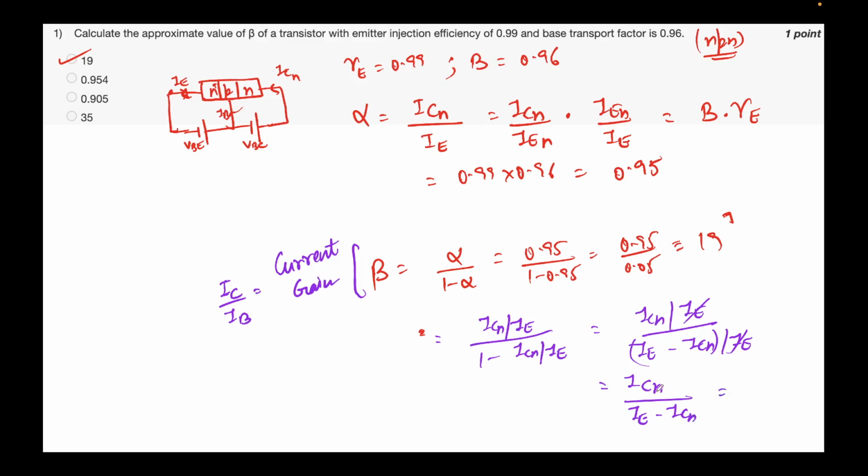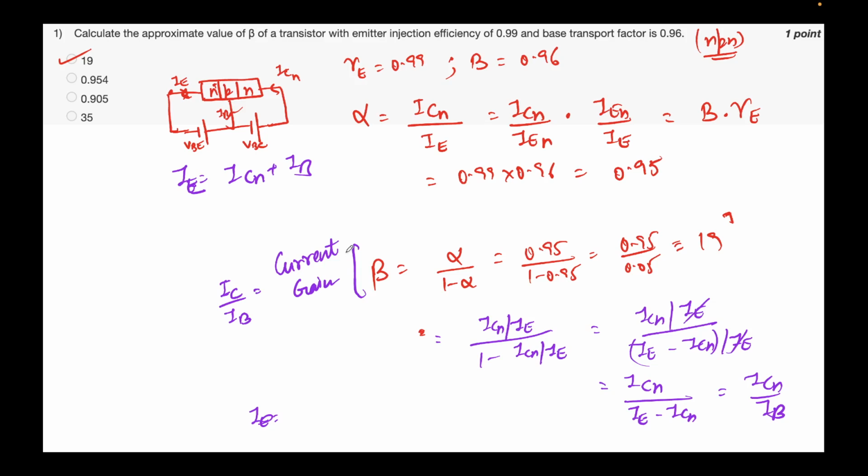Now remember Kirchhoff's current law, that IE, I'll write it here, IE will be nothing but ICN plus IB, right? So IE minus ICN would be what? IE minus ICN will be nothing but IB. So this is ICN over IB. Again, ICN is equal to IC. That's what I've written here. This term is of primary importance in the forward active mode. So all these parameters like emitter injection efficiency and base transport factor, whose multiplication gives us alpha, which in turn we can use to obtain beta, the current gain. So finally we are only concerned about beta.